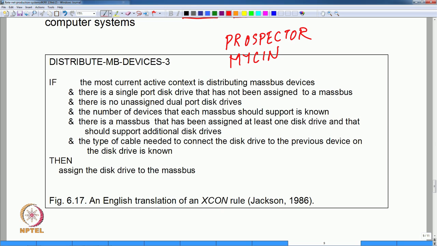So, the whole idea of rule based expert system was to get the knowledge from experts and then put it into the system, and we will see in the next class how it really operated. We have looked at the match part as of now. We have not looked at the resolve part, which is really another key to this whole thing essentially. So, this rule says that, for example, I will just read it out, and if it makes sense to you, the most current active context.